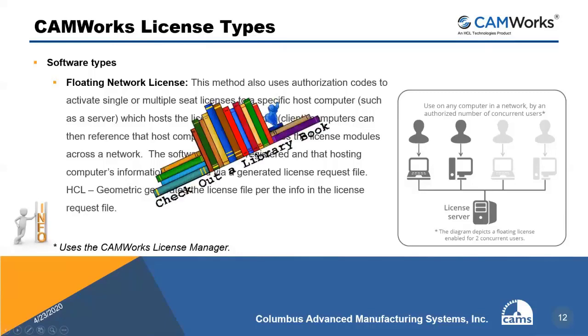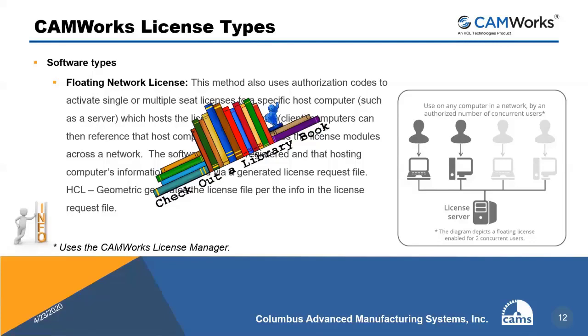Now, one way I like to simplify how the floating network license works is to use an analogy of a library and checking out a book. I like to call this server or hosted computer the library. And then CAMWorks has all these modules such as 2.5 axis milling, 3-axis milling, turning. I like to call those individual modules books.